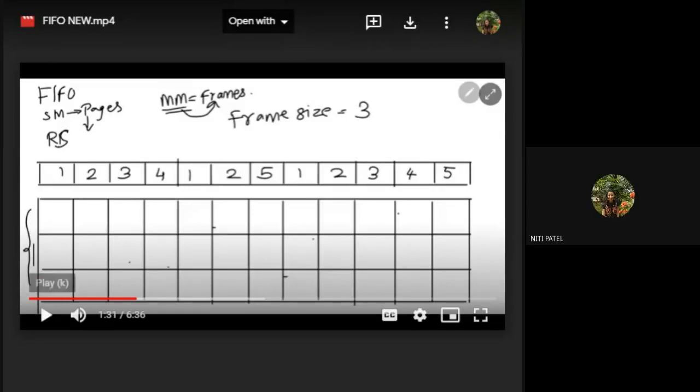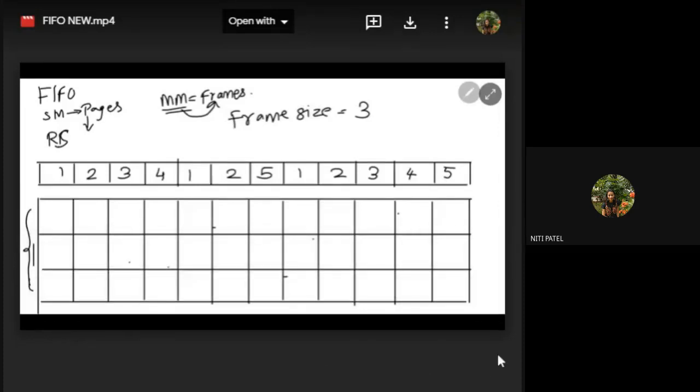This frame will be of size 3 units, or 3 blocks, or 3 frames, where only 3 pages can be stored. If the frame size is 4, you will have 4 frames and 4 pages can be stored. Now let us see what the algorithm means. We have to load these pages from the secondary memory into these frames for the CPU to select and start execution. So we load page 1.